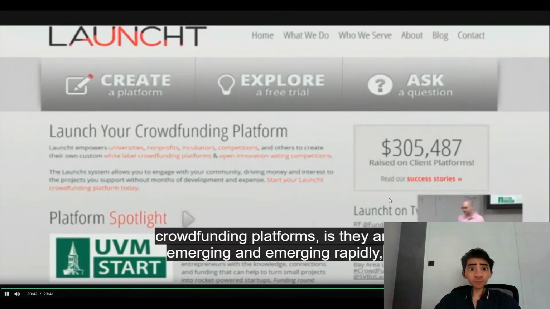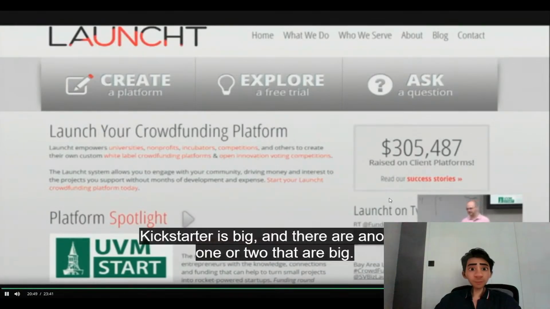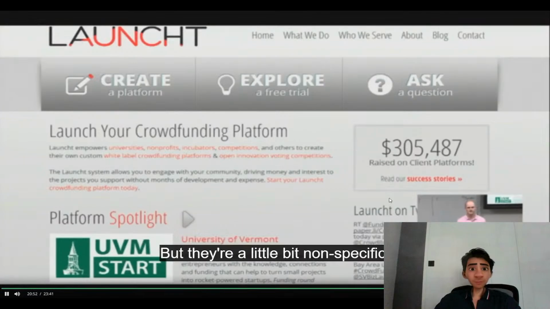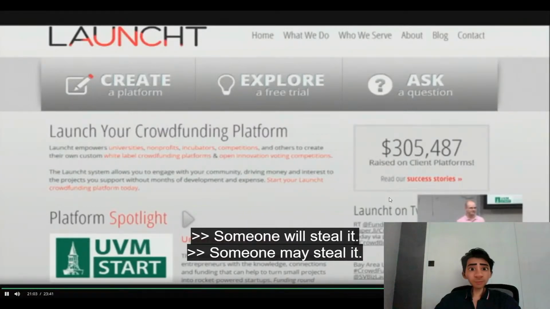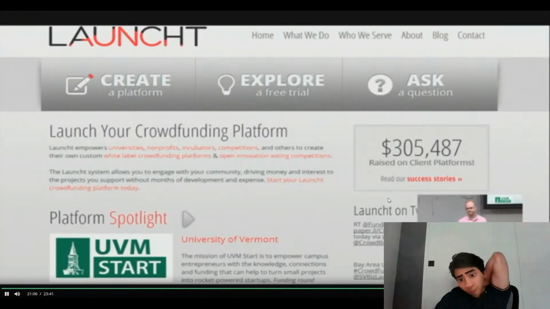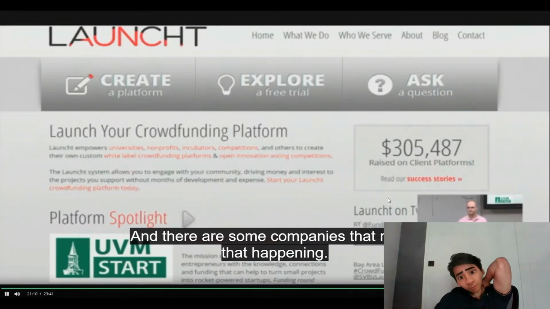But what we see here with these crowdfunding platforms is that they are emerging rapidly, and again, it's a novel space. Kickstarter is big, and there are another one or two that are big, but they're a little bit non-specific. What's the problem with putting your ideas up for sale before you have the product? Someone would steal it, maybe. Someone may steal it, and there are some companies that report that happening.